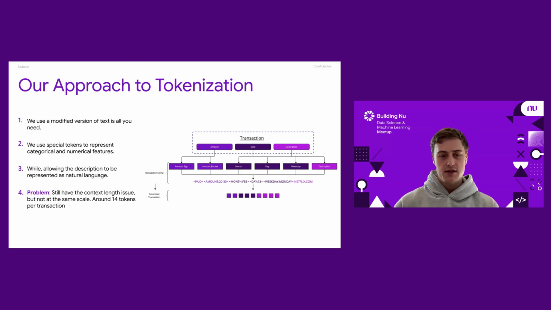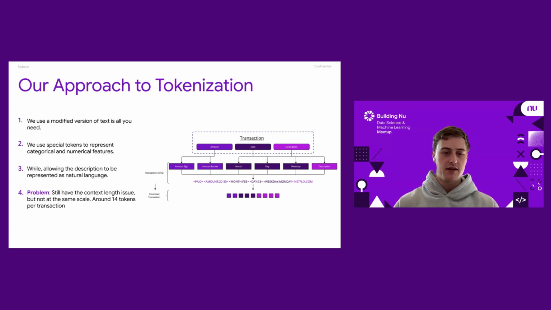We then have three features or three special tokens that correspond to the date. We have the month, so month February. We have the day, so which day it is out of 1 to 31. And then we have the weekday, whether it's a Monday, Tuesday, Wednesday. And now finally, we have the description.